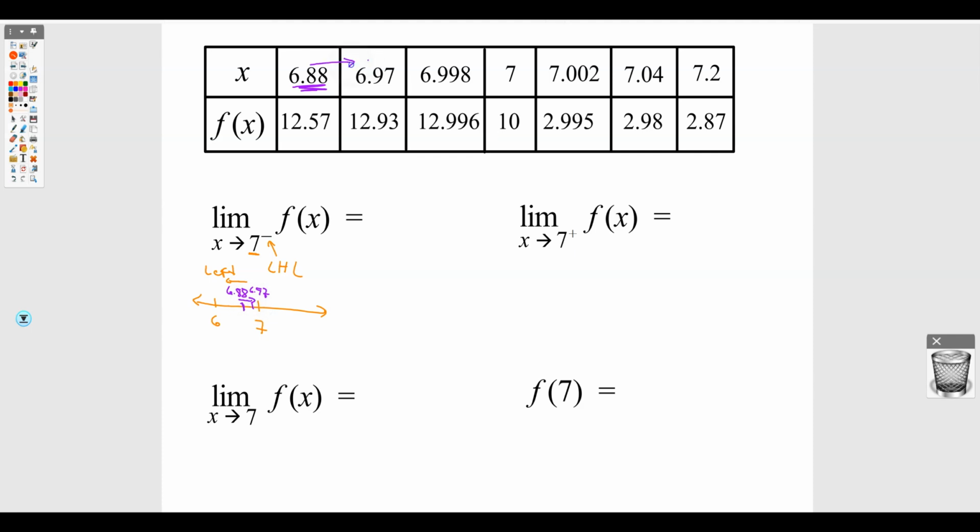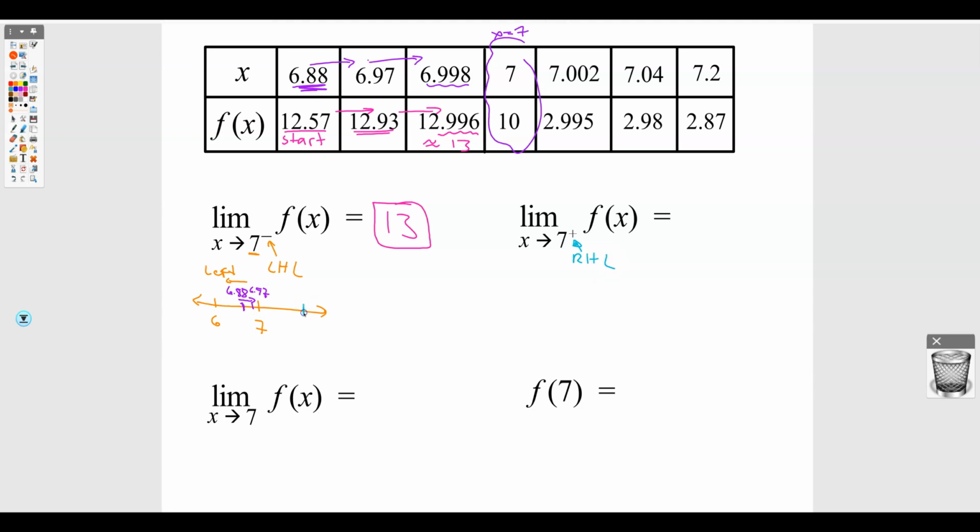So as we move in closer and closer to x equals 7, so as we get really, really close for the x value to equal 7, what are our y values doing? So we start at 12.5, 12.9, 12.996. So what's our pattern? We're getting really, really close to 13. So our answer on the left should be the value 13. So the left-hand limit is going to 13. Let's try the right-hand limit.